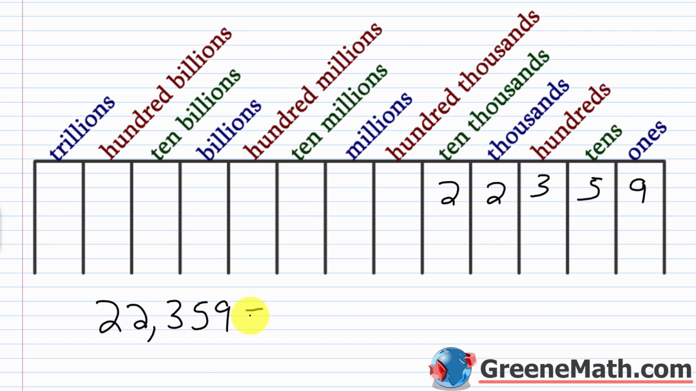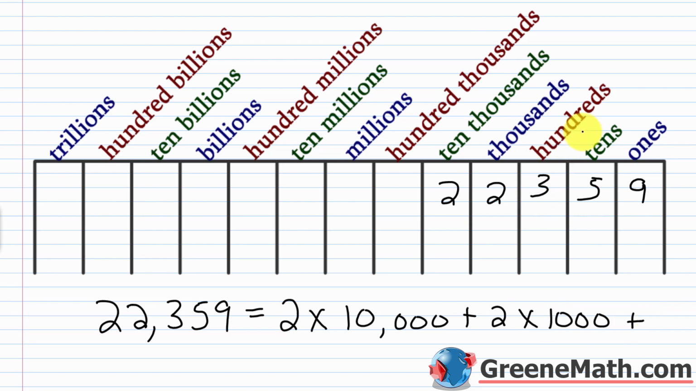So to write the number in expanded notation, again, we form the sum of each digit multiplied by its corresponding place value. So there's a 2 for the digit times its corresponding place value. It's in the 10,000s place. So just 2 times 10,000. Plus, now we have a 2 in the thousands place, so 2 times 1,000.